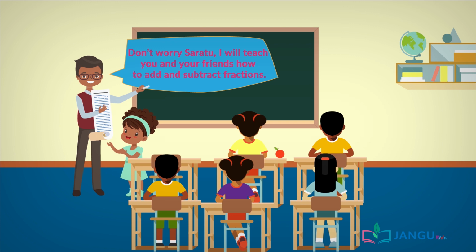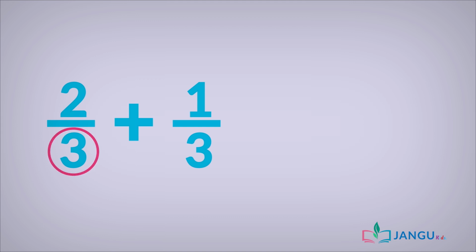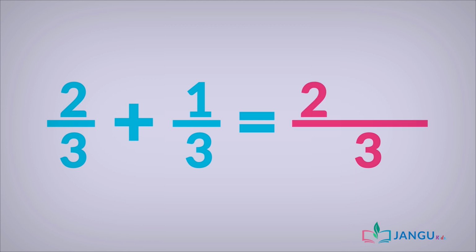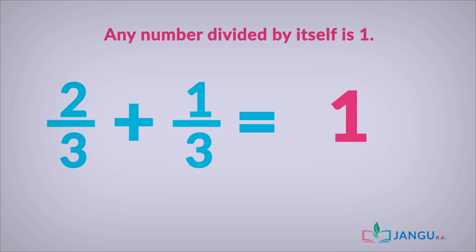Let's begin with some simple examples. 2/3 plus 1/3. If we look at it carefully, we can see that the denominators of the two fractions are the same. Therefore, we pick one denominator, 3. Then we add the two numerators, 2 plus 1. 2 plus 1 is 3. So our answer is 3/3. Any number divided by itself is 1. Therefore, the final answer is 1.